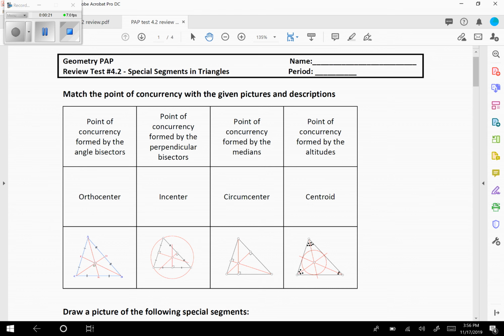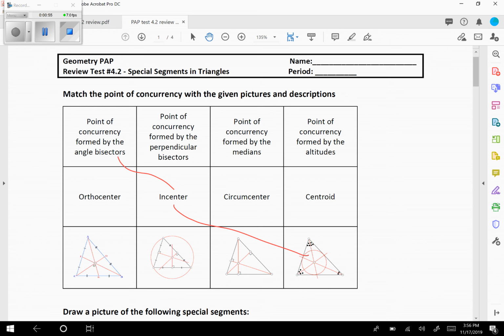Alright, so the first one here, we are matching the name of the different centers, and then we're matching the description of it and a picture of it. So the first thing here, the point of concurrency formed by the angle bisectors. Okay, I know that one is the incenter, so I'm going to match that there. Okay, the next one I'll do is I'll go and I'll find that picture. So look for the angle bisectors. Oh, here we go. It matches with incenter.